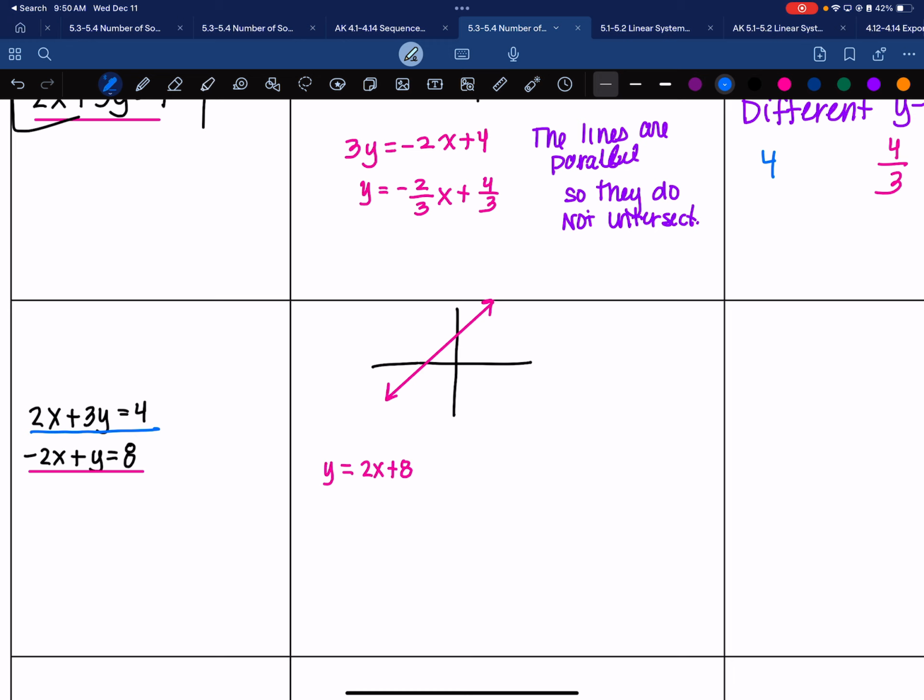Okay, the other one to put into slope-intercept form, 3y equals negative 2x plus 4. Right? So what does y equal?